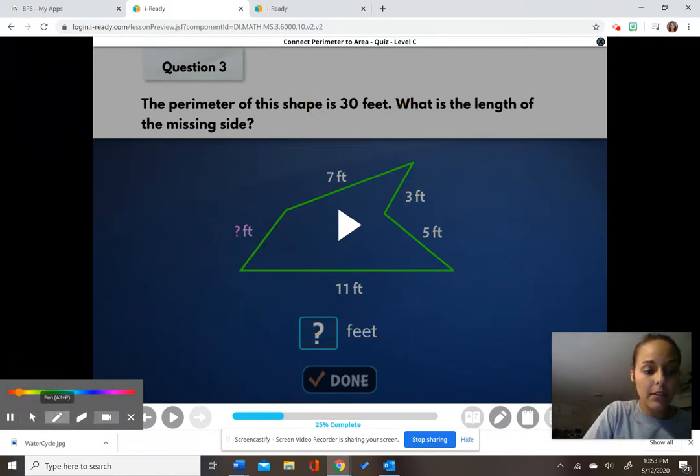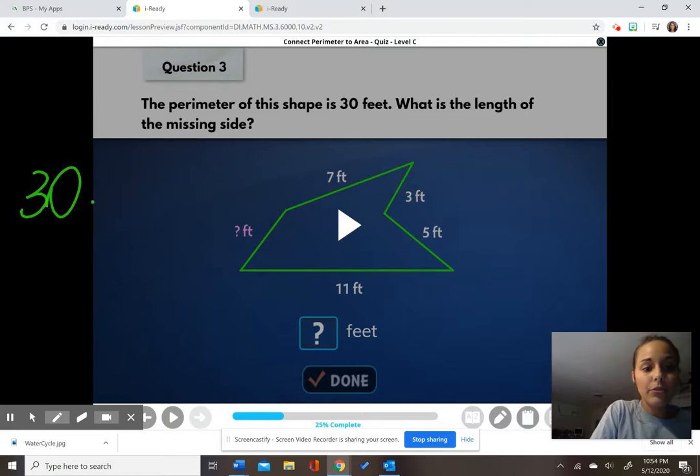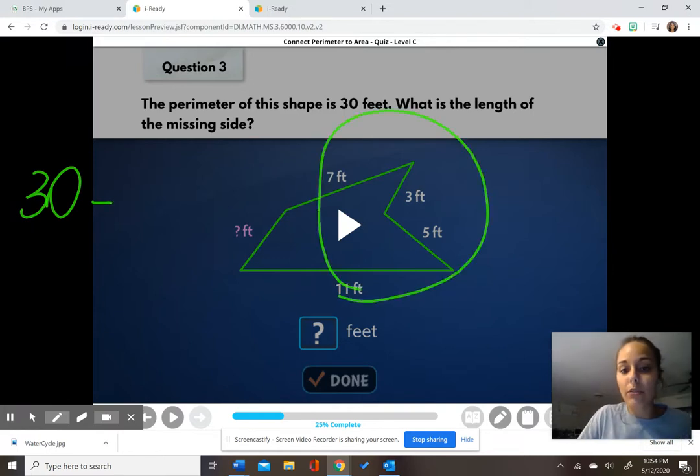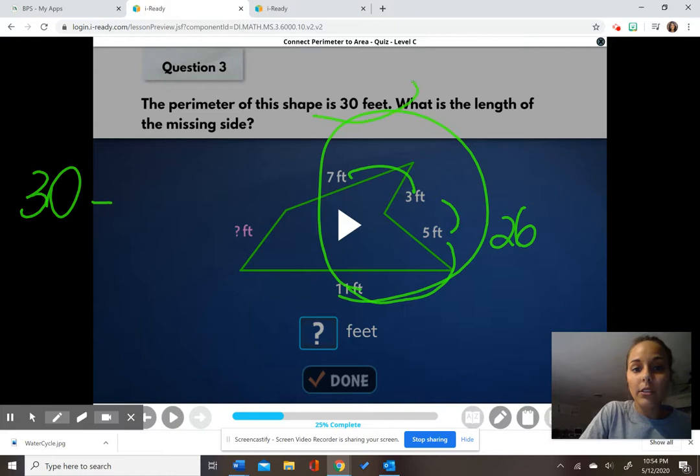I'm going to start with, let's do green, 30. And I'm going to subtract 7, 3, 5, and 11. If it makes more sense for you to add these up first, you can totally do that, which equals 10. This equals another 5 is 15. And then 15 plus 11 is 26. So these numbers equal 26, and my total is 30.